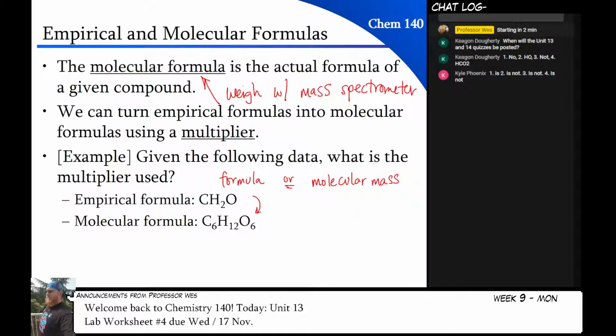So if I know the mass of the molecular formula, and I know the mass of the empirical formula, which you can because you have it, you can get this multiplier. Now here you can easily see, oh, I'm just multiplying by 6. So the multiplier for this one would be 6 to get from the empirical formula to the molecular formula. There will always be a multiplier to get from an empirical formula to a molecular formula. It is possible that the multiplier is 1. So an empirical formula can be a molecular formula, but it is not always required to be.